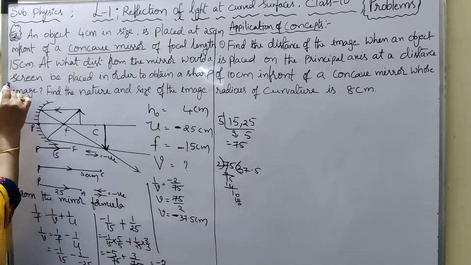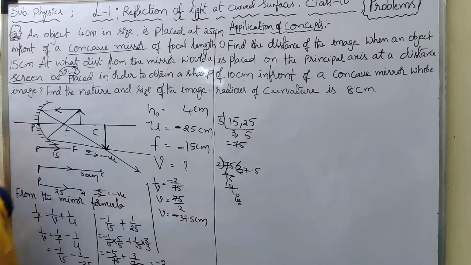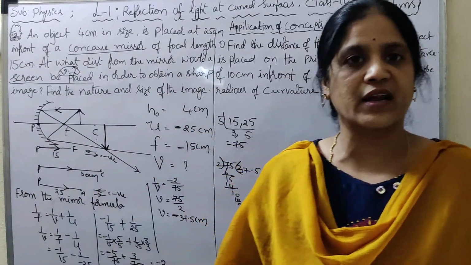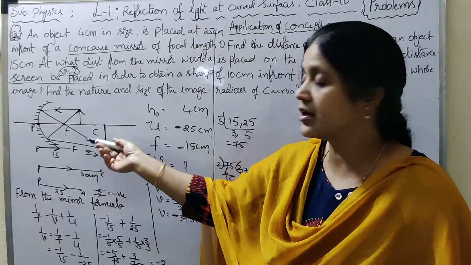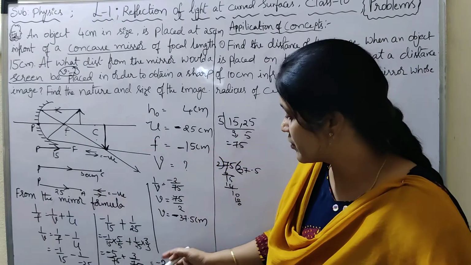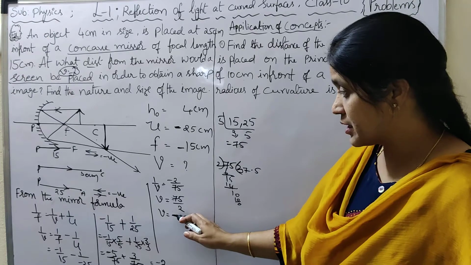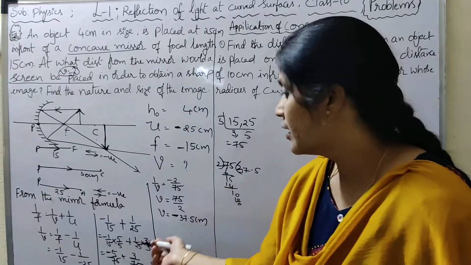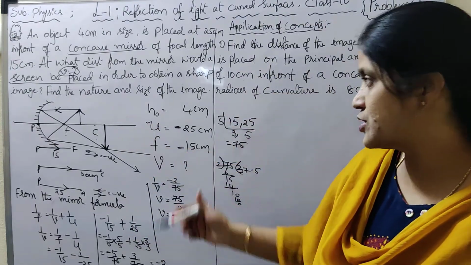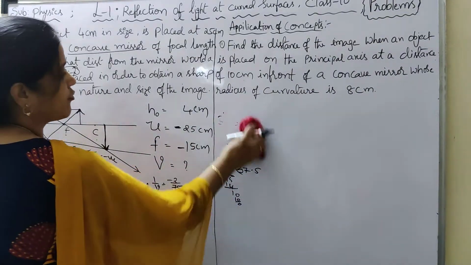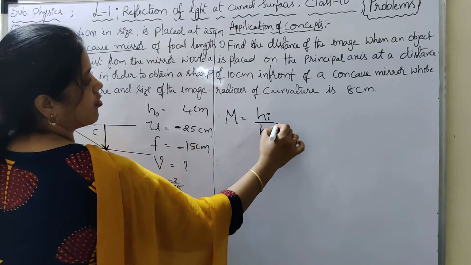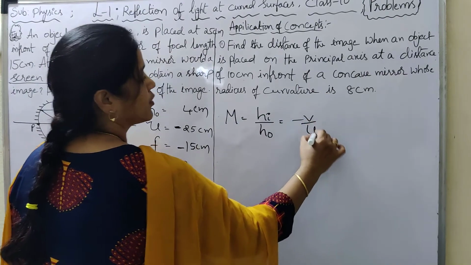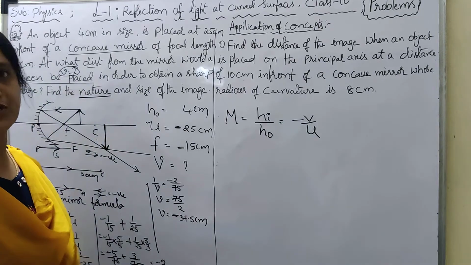At what distance from the mirror would a screen be placed? Means you have to find out V is equal to what? Next, find the nature and the size of the image. Nature of the image means whether it is a real image or a virtual image, that you have to find out. Here we got that it is a real image because of the actual intersection of the light rays, they are converging here through the ray diagram, and from the value of V also we got the same, the negative symbol. So the negative symbol indicates here it is a real image.